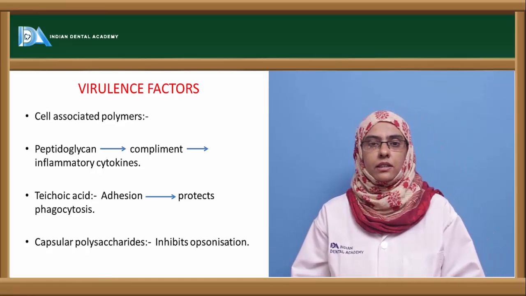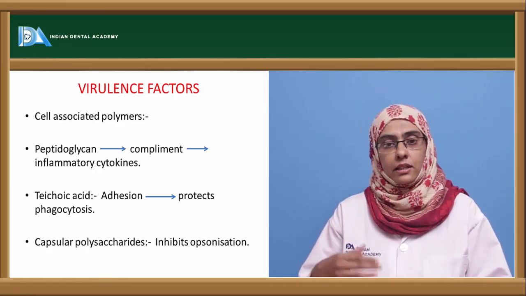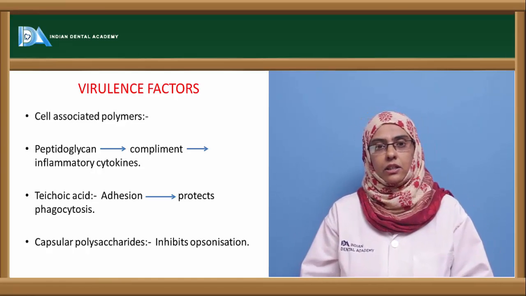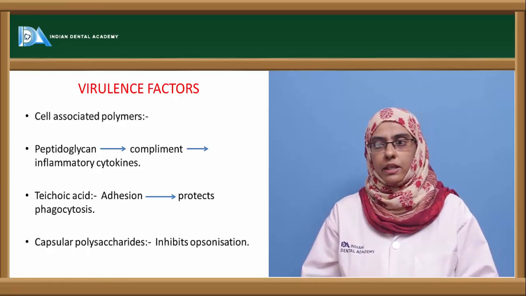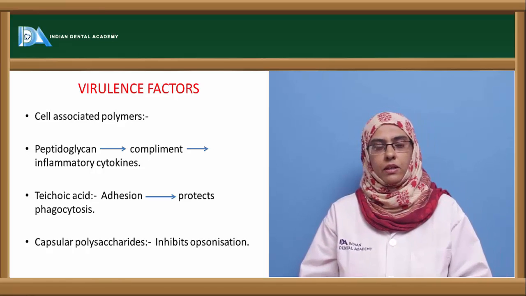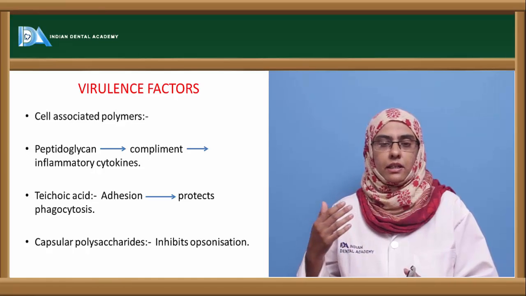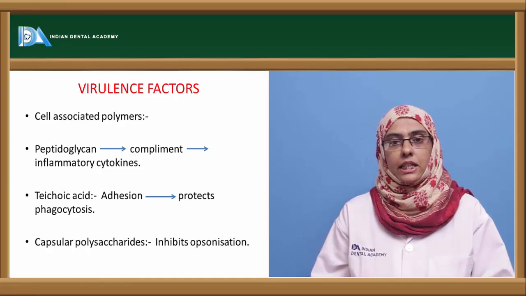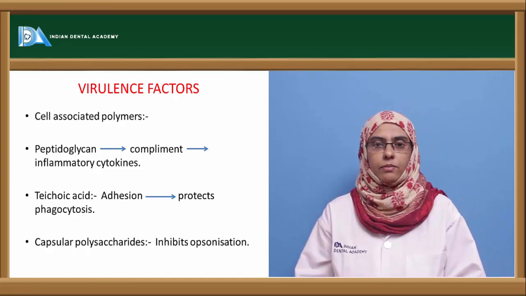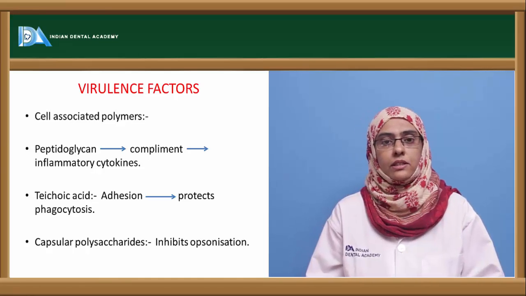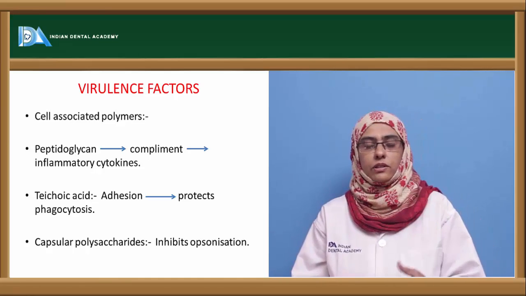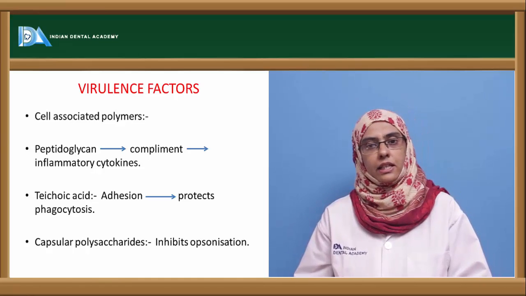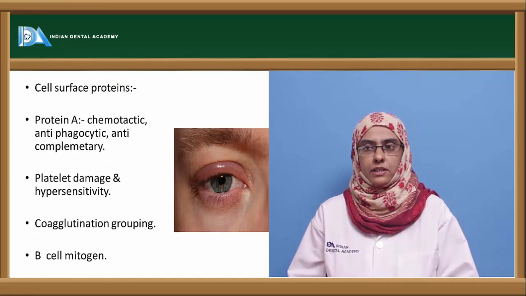Next is the teichoic acid, a component of the peptidoglycan layer. This organism, being a gram-positive organism, has more teichoic acid. Now this teichoic acid is an adhesion component that protects from phagocytosis. It binds to the cell and inhibits phagocytosis, or does not allow phagocytosis to take place. Next are the capsular polysaccharides. Certain strains of this organism have capsules around themselves, and because of these capsules they cannot easily undergo phagocytosis, that is, they can escape phagocytosis and inhibit opsonization.